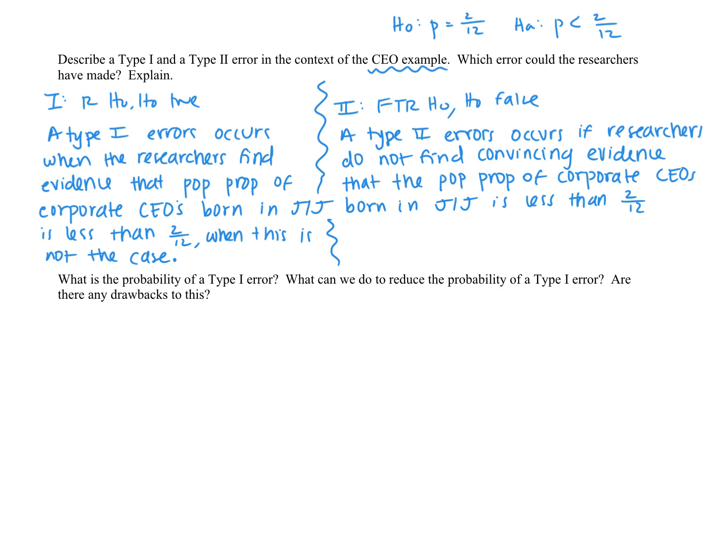I'm going to stop right here. When I get to this point, I need to reread so that I know where I'm at. Okay, researchers do not find convincing evidence. Again, this is not an error, that's just a statement. All we've said is that we fail to reject the null. So we've just made a statement, we haven't made a mistake yet. So researchers do not find convincing evidence, blah, blah, blah, when this is actually the case.